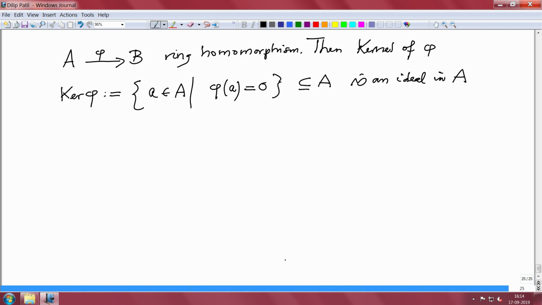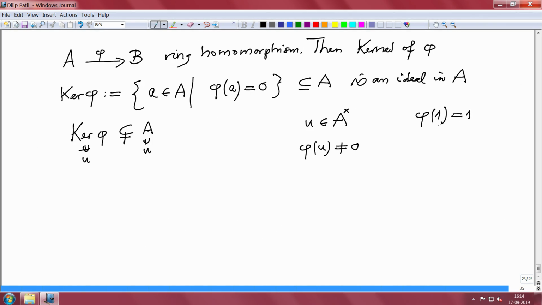And note that this kernel is always a proper ideal. Kernel of phi is not equal to A, because it never contains a unit. If I have a unit U in A, then I just have to check that phi of U is not 0. That is because U will not be in the kernel. And why that? Because I know phi of 1 is 1. This is 1_A and this is 1_B.